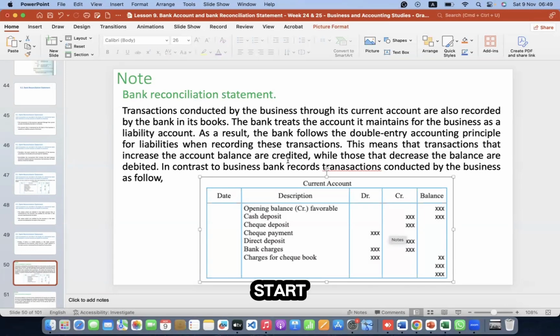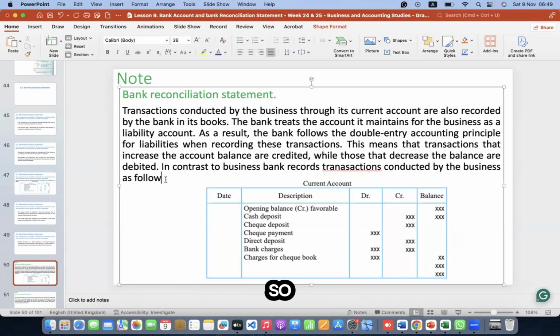Okay, let's start writing the note. Put a subheading: bank reconciliation statement. I'll read this out and then I'll give you a small time so you can write it out. Transactions conducted by the business through its current account are recorded by the bank in its books. The bank treats the account it maintains for the business as a liability account.